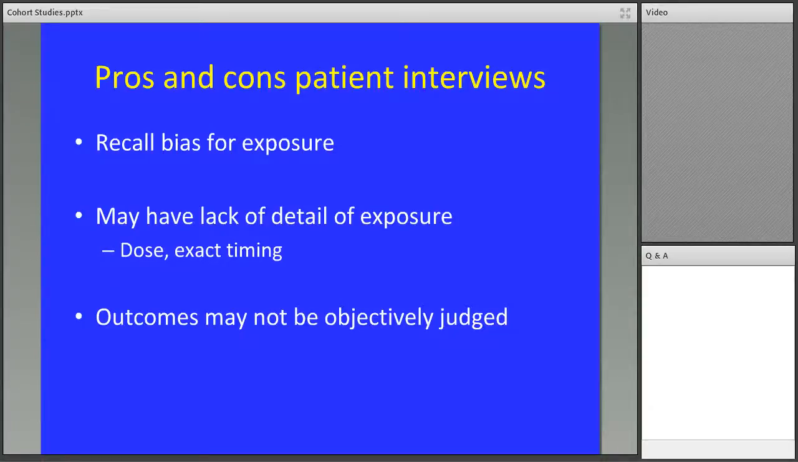And it may not be something the patient took, but something she was exposed to. So that's an important detail that you may or may not use in patient interviews, especially depending on the length of time from the outcome to the exposure. And then outcomes may not objectively be judged by patients. You're much better off having a third party observe than having patients self-report. As we know, some patients are more tolerant of health outcomes than others.